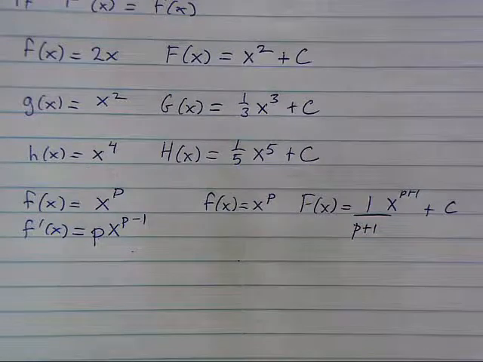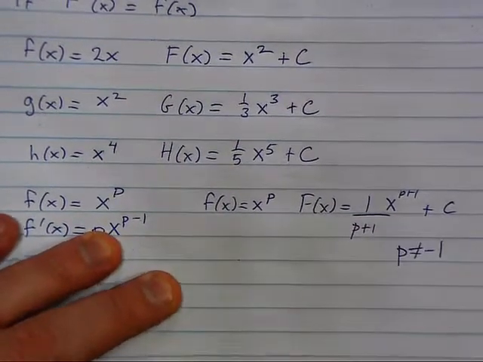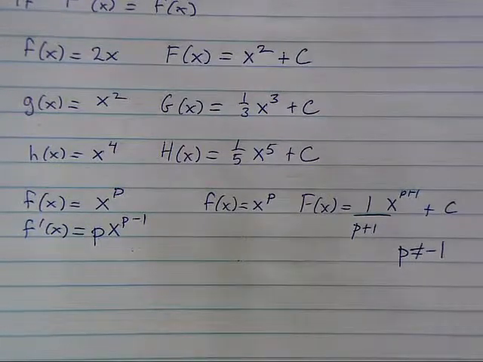Now this rule works just wonderfully as long as p is not the number -1. How come this rule would not work so wonderfully if p were the number -1? Can't divide by 0. You would be dividing by 0. Can you divide by 0? No, you may not divide by 0.